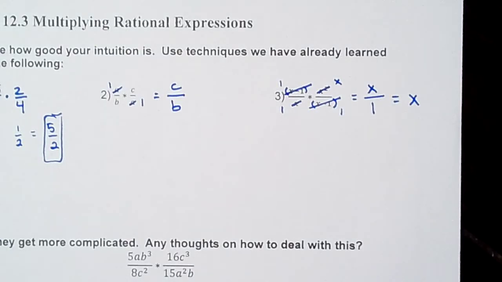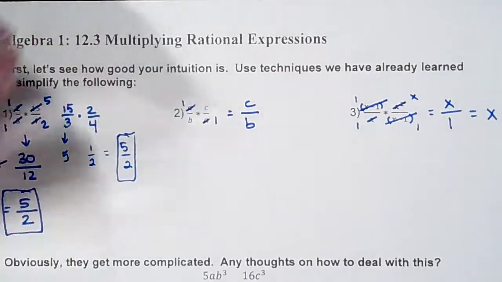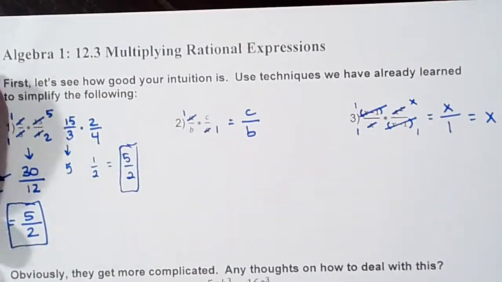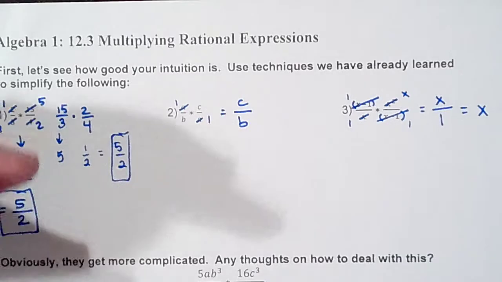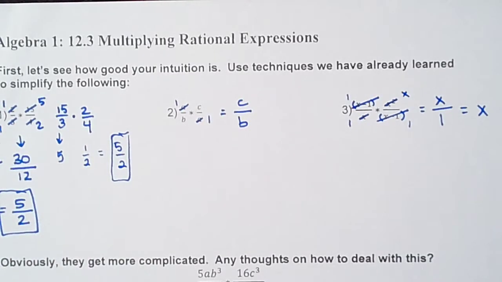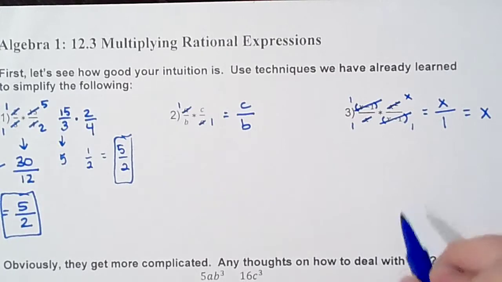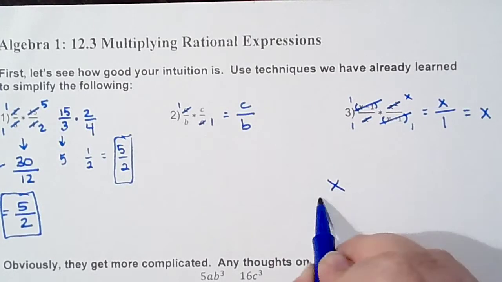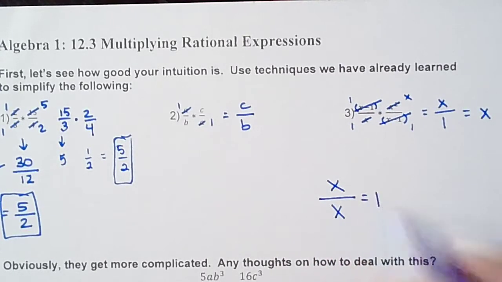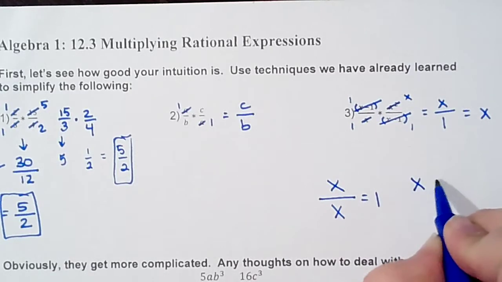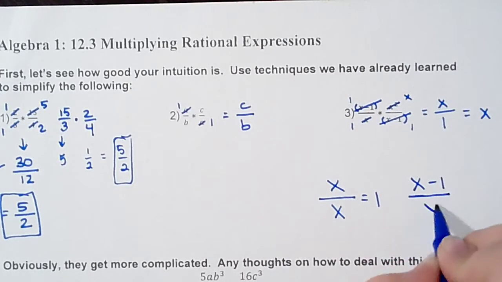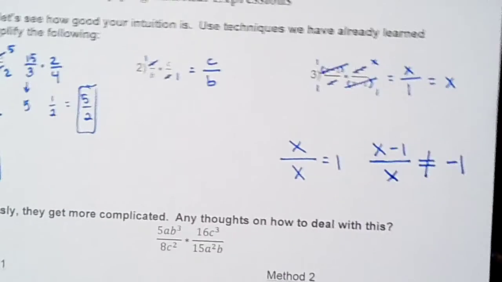I love multiplying rational expressions because all it is a ton of reducing problems just like this. However, even though it's a lot of fun, we have to be very careful with how we reduce things. So one of the things I want to show you, x over x reduces to 1. x minus 1 over x does not reduce to -1, folks.